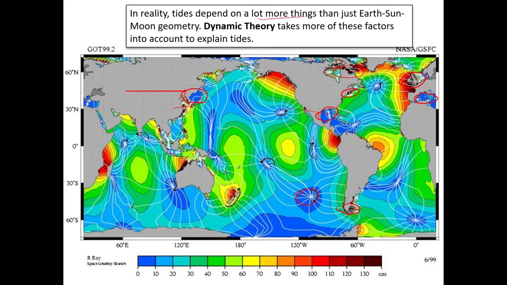For example, you might notice that in a lot of these enclosed seas, the tides are very low. Look at this, the Caribbean and the Gulf of Mexico have very low tides.